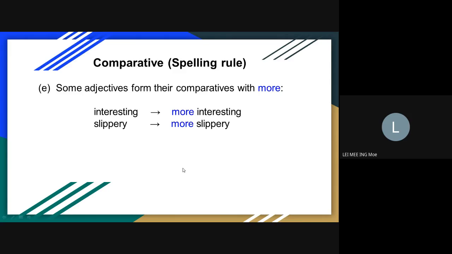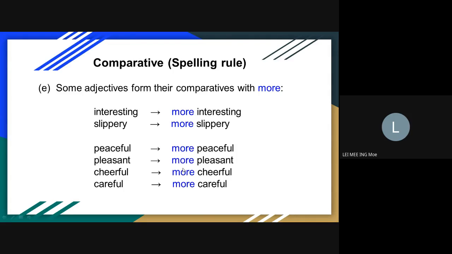However, we have some adjectives with 2 syllables that follow rule number 5. For example, we have peaceful, more peaceful, pleasant, more pleasant, cheerful, more cheerful, careful, more careful. So these are the 5 spelling rules for comparative.